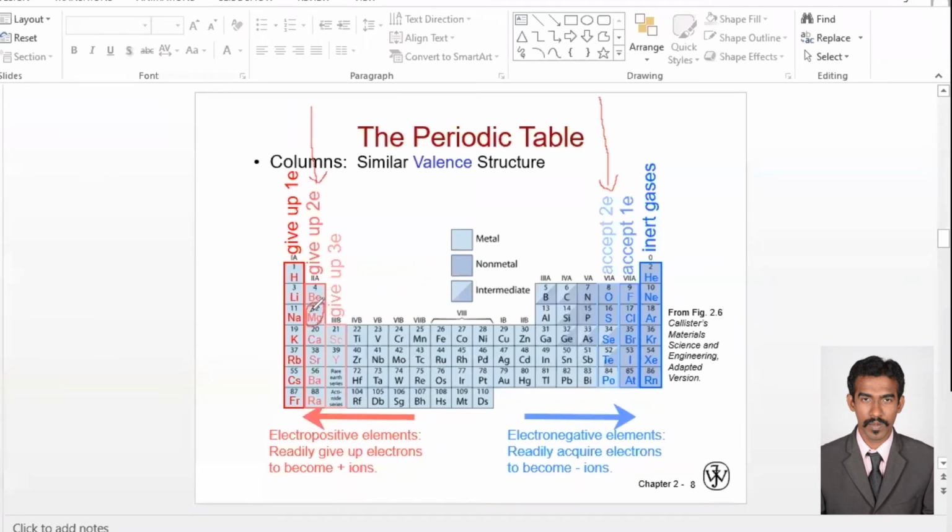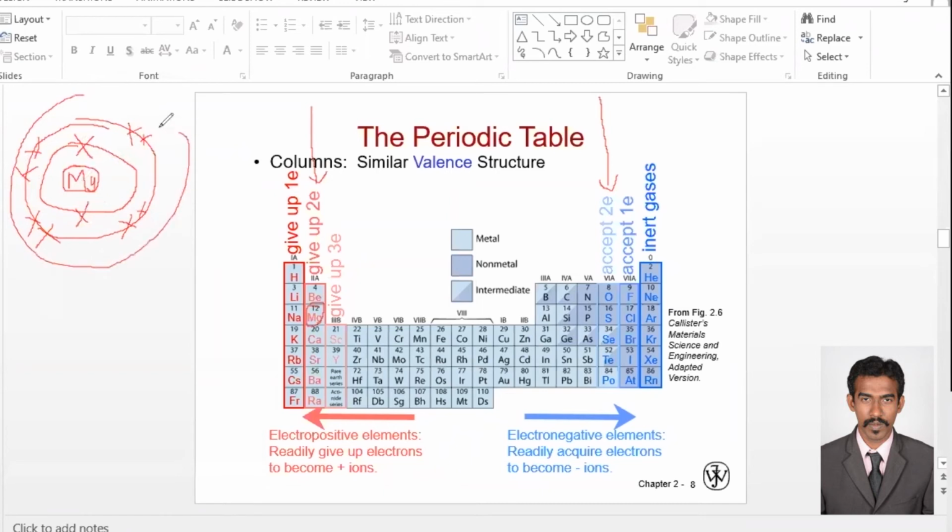So magnesium, what's the atomic number? 12, right? So in the first orbit we have 2. Then in the next orbit, how many do we have? 2, 8, 2. Okay. So 2, 8, and I have 2.